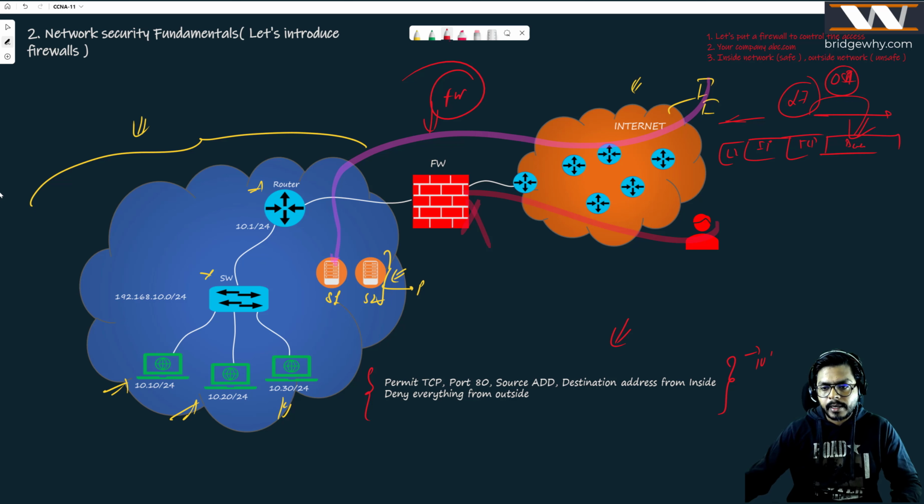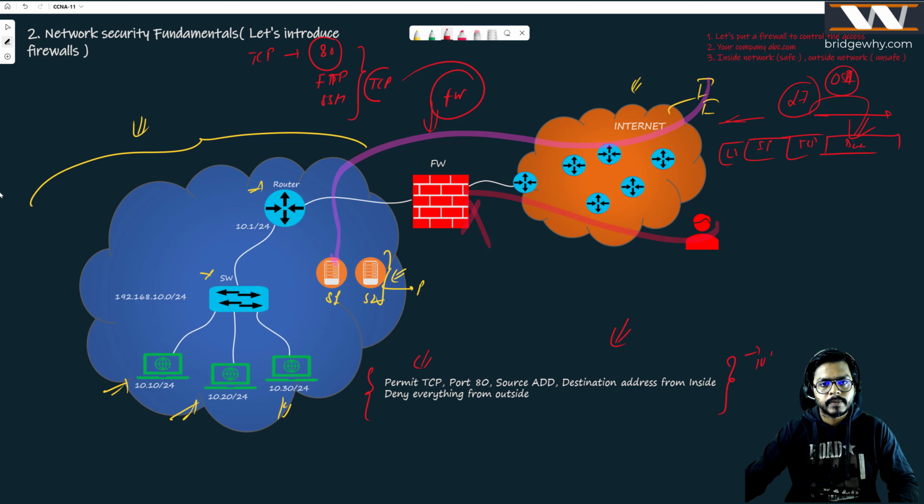So I'm just taking a 10 year old rule, which is saying permit TCP. A TCP application can be anything, right? Your web application which runs at port 80 is a TCP application. FTP and SSH are basically TCP applications which run on different ports. I think SSH runs on 22, right? So it is saying permit any packet which is coming on port 80, having this source address and destination address, from inside to outside.